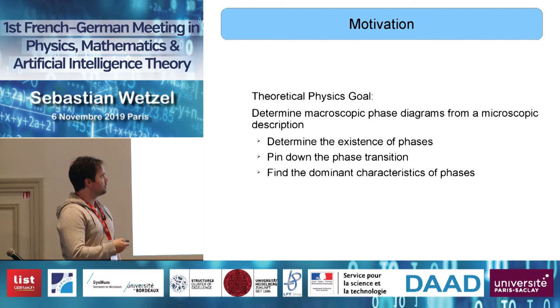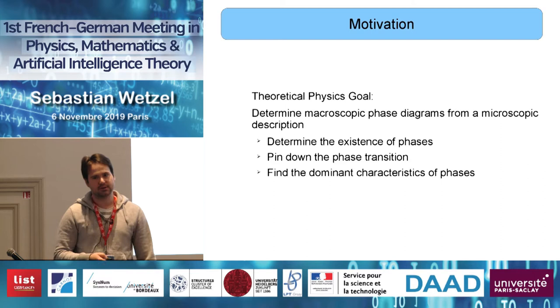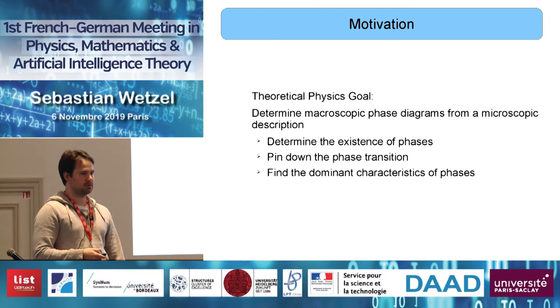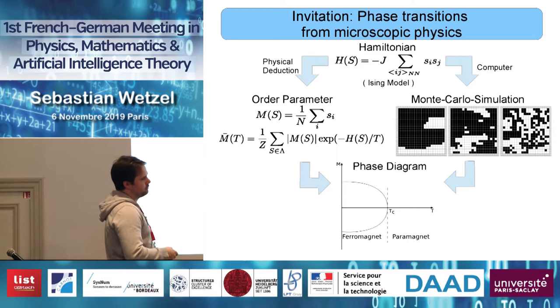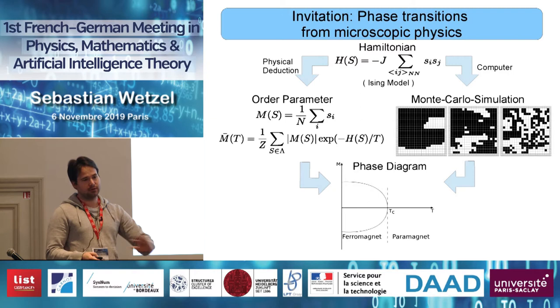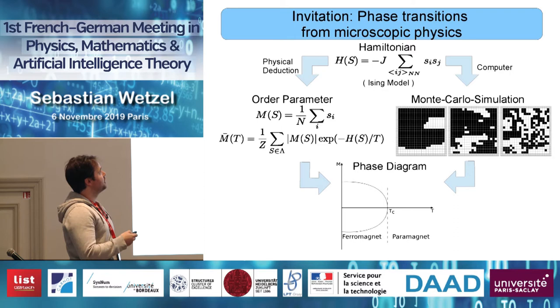That is what you usually do when you apply supervised learning. But with unsupervised learning, we can determine the existence of phases. With supervised learning, we can pin down the phase transition. And if we interpret, we will later see that we can also find some dominant characteristics of these phases. So how do we normally do that? Before, we had all the artificial intelligence framework, all the machine learning algorithms. We started with some Hamiltonian. Here we see the Ising model on the square lattice. So the Hamiltonian of the Ising model is just minus J.